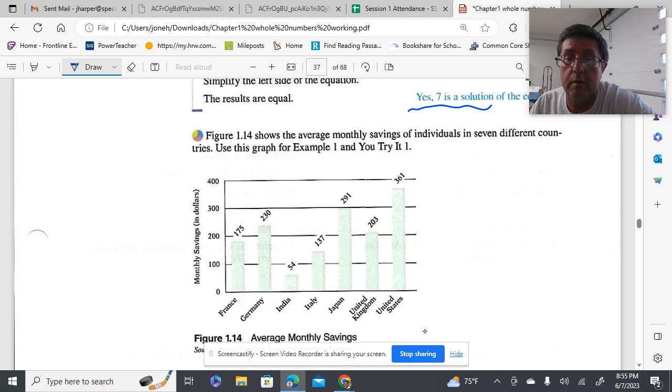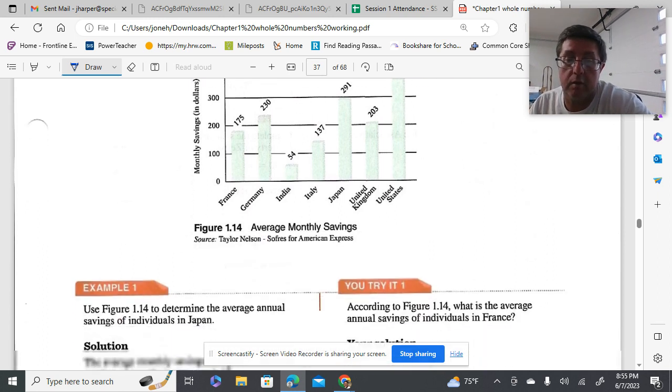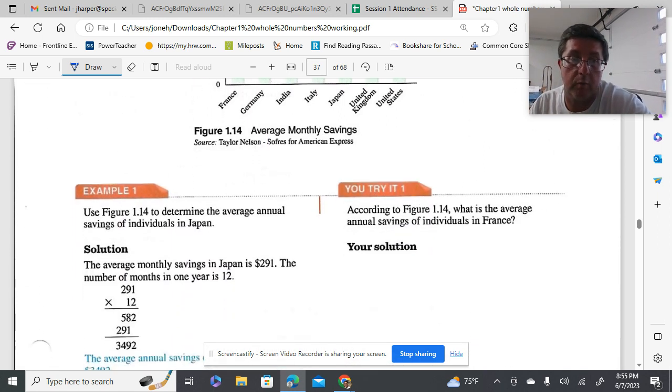So figure 1.14 shows the average monthly savings of individuals in 7 different countries. Use the graph for example 1 and you try it 1. Okay, so we're going to go here to example 1. Use figure 1.14 to determine the average annual savings of individuals in Japan.